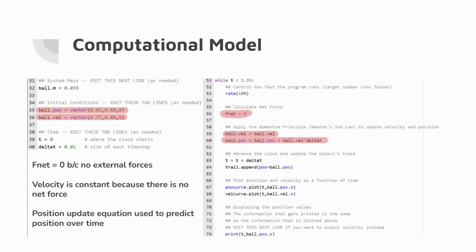For our computational model, we entered the ball position and ball velocity as vectors, and we set F net equal to 0 because, again, we assume that there is no friction or air resistance accounted for in our model. And for the velocity update formula, I set ball velocity equal to ball velocity because they would be the same if there's no net force externally put onto the system. And as for the position update equation, we set ball position equal to ball position plus ball velocity times change in time, or delta t.